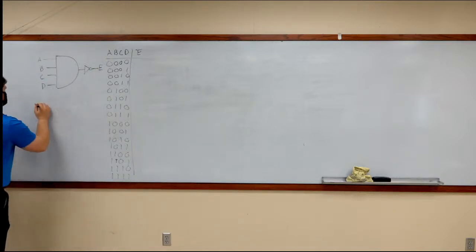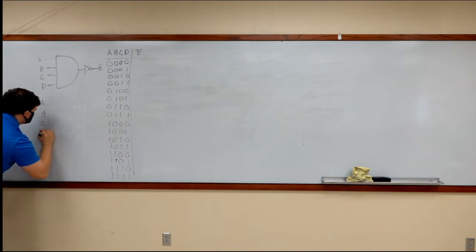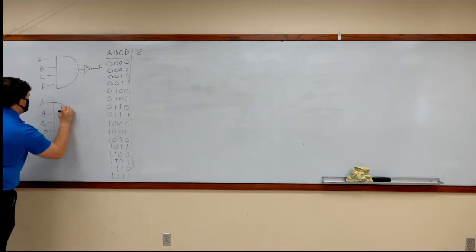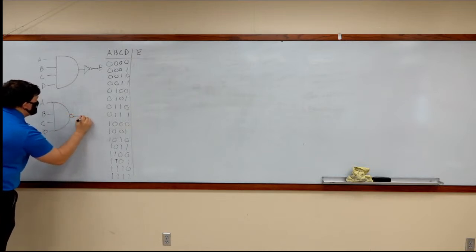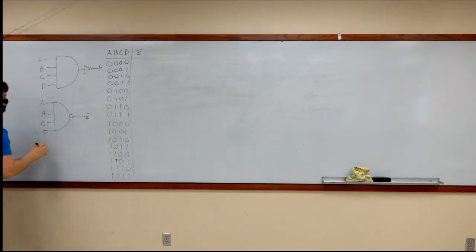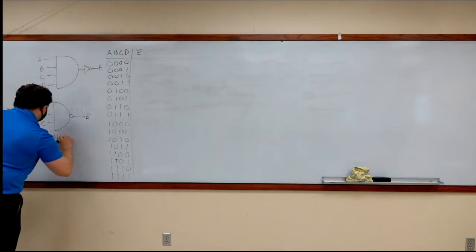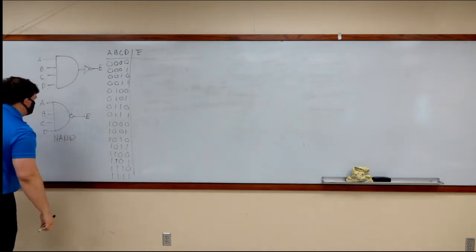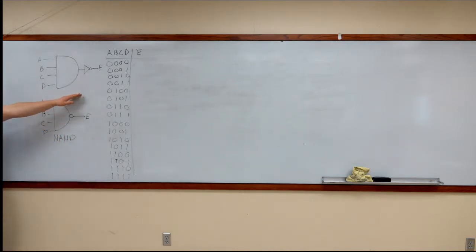Another way of representing that, by the way, is A, B, C, D going into an AND gate that has a circle on the end of it. Okay? This is referred to as a NAND gate. N-A-N-D. NAND. But it's the same thing as this.